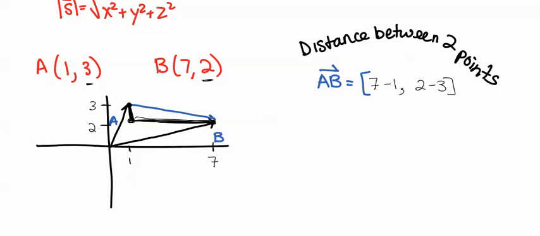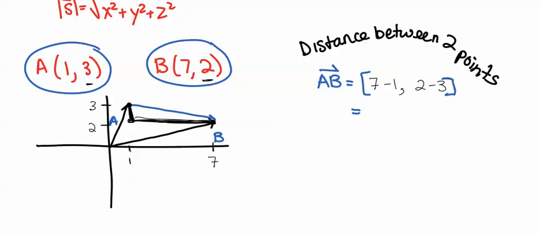So to find the distance between your points, you're just taking the B point coordinate and subtracting the A coordinate. So like 7 minus 1 and 2 minus 3. So we get 6 and negative 1. Which makes sense, because to go from A to B, we go down 1 and we go over 6. Down 1, over 6. So that's AB.